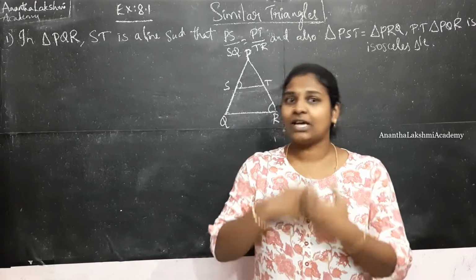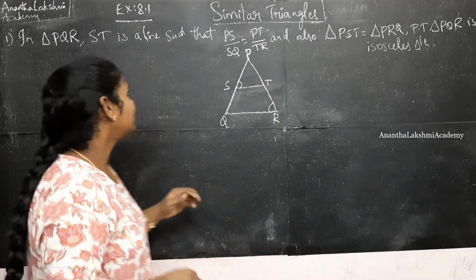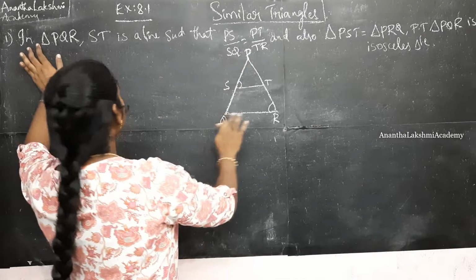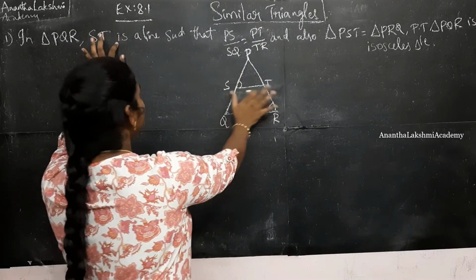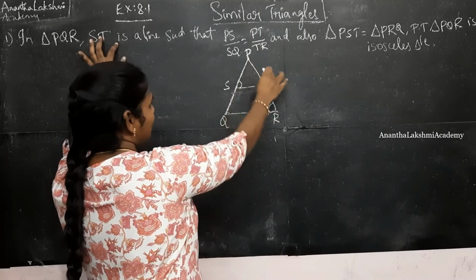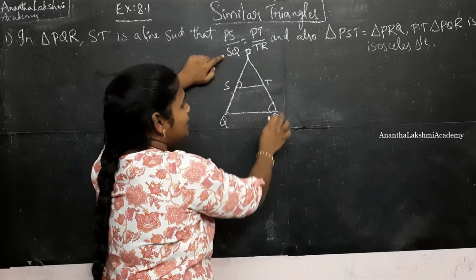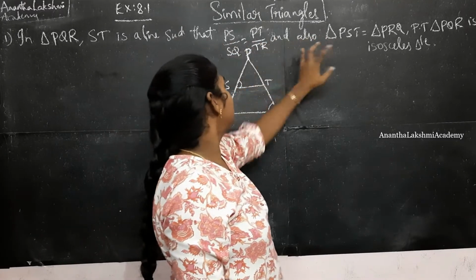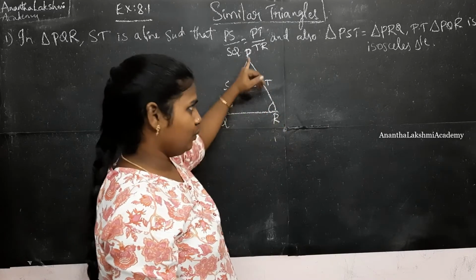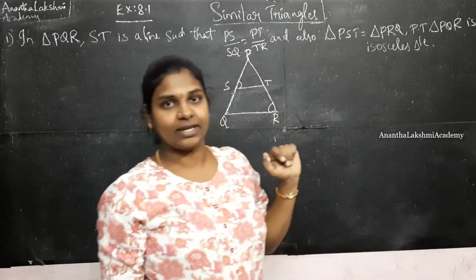So let's get started without any delay, as I have already listed the first problem on the board. Alright, so let me read out the problem for you guys. The first one in exercise 8.1 is, in triangle PQR, ST is a line such that it divides PQ and PR in such a way that PS by SQ is equal to PT by TR, and also angle PST is equal to angle PRQ.